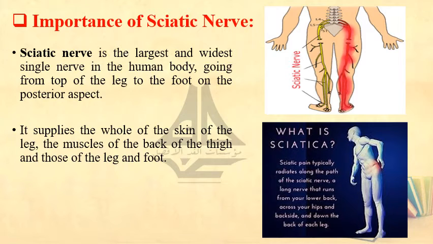Who knows what we mean by sciatic nerve? Why is it important? The sciatic nerve is the largest and the widest single nerve in the human body. The longest nerve in the human body is called the sciatic nerve. It goes from the top of the leg to the foot on the posterior aspect. It supplies the whole of the skin of the leg, as well as the muscles of the back of the thigh and those of the leg and the foot. So it's responsible for supplying the leg and the foot, and it extends from the top of the leg to the foot on the back side.